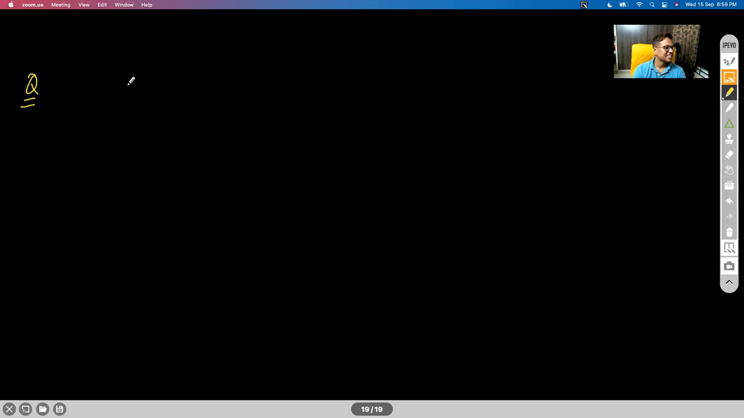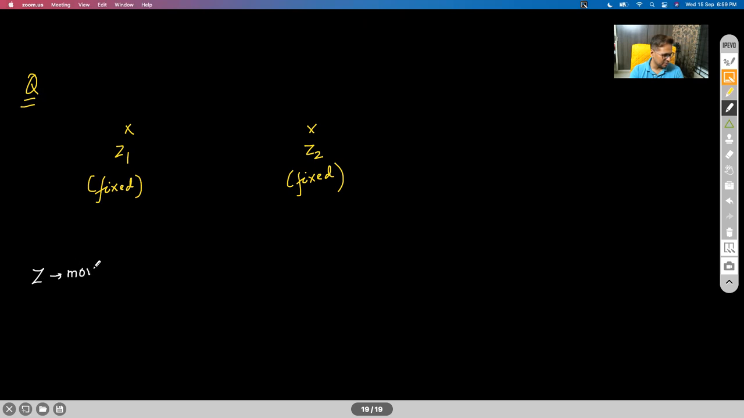There is a complex number Z1 and there is a complex number Z2. These two are fixed complex numbers, just like your 3 plus 4i and 5 minus 6i, whatever it was in the previous question. So Z1, Z2 are fixed complex numbers. There is a complex number Z, which is a moving complex number. It's a moving point, so as to say, but it moves in such a way that Z satisfies this locus condition.